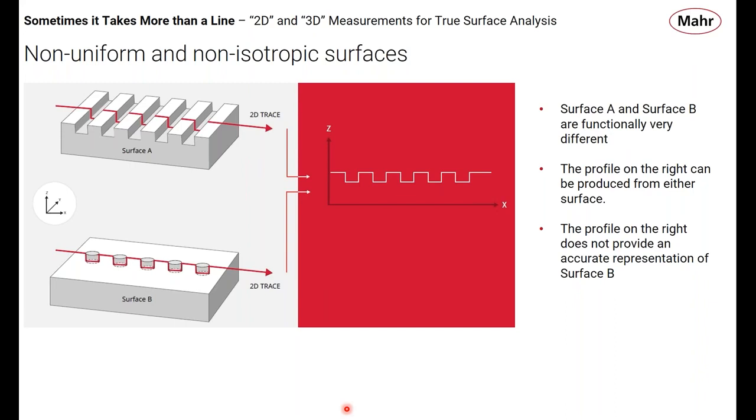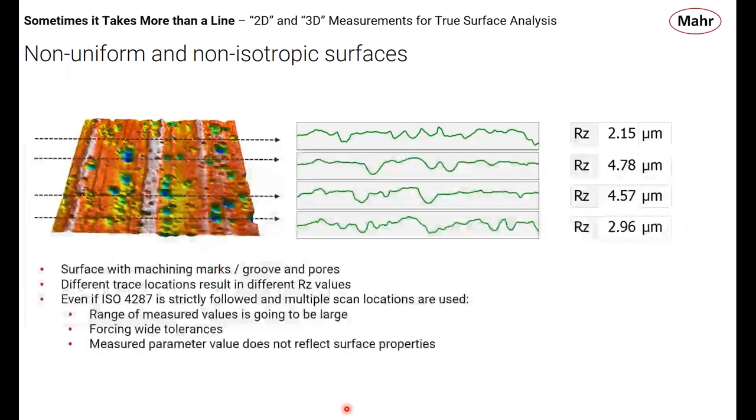So the point stands that a profile, while it represents surface A very well, and surface A looks very much like a ground surface or a rolled surface or an extruded surface. These are the surfaces that we traditionally say make your measurement perpendicular to the lay and everything's great, and it really is. It does do a good job of defining surface A. It does a terrible job of defining surface B. So this is what we're talking about with these non-uniform, non-isotropic surfaces.